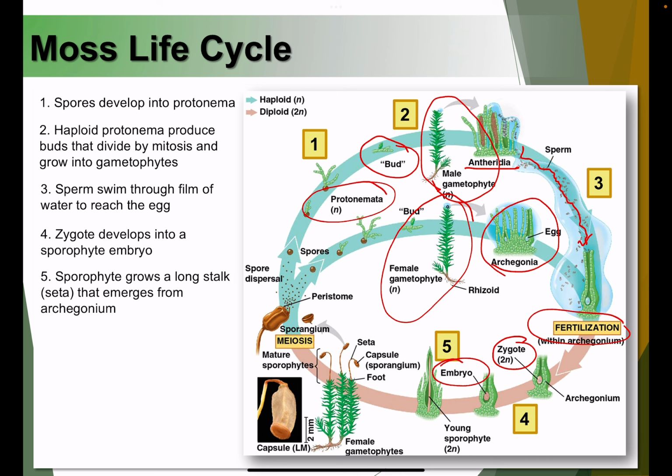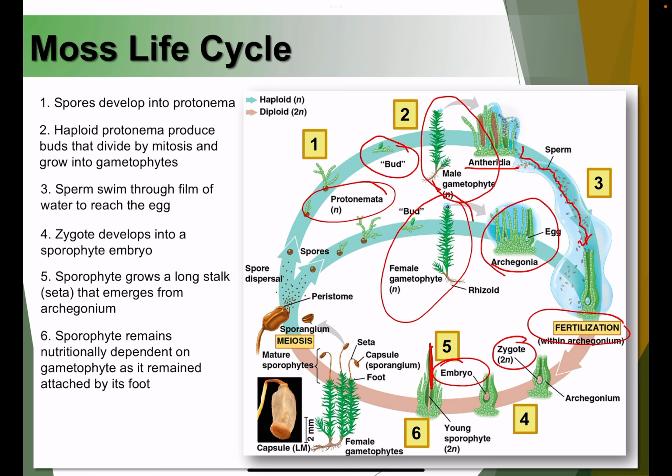Fifth, the sporophyte grows to a long stalk. Okay, right here, the long stalk. And that's usually called the seta. And then that seta emerges from the archegonium. And sixth, you have sporophyte remaining within the archegonium, and they're nutritionally dependent on the gametophyte as it remains attached by its foot.